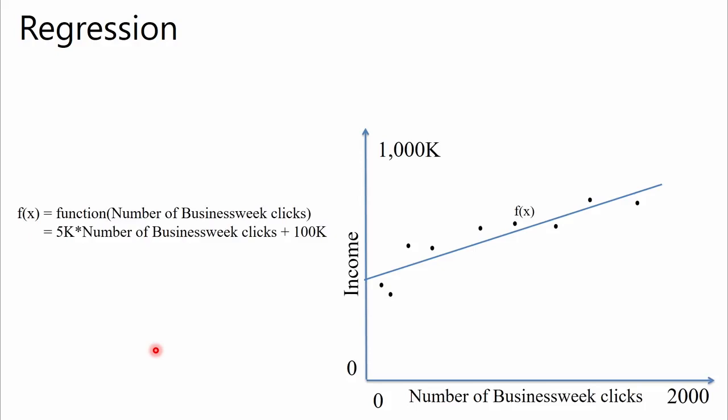So here I put on a very simple function f. It just gives everyone a baseline of $100,000 just for existing. And then it estimates that for each click they make on the Business Week website, they're $5,000 richer. So this is kind of a silly model since it predicts that anyone who spends all of their time on Business Week is a gazillionaire, but hey, it's just an example.